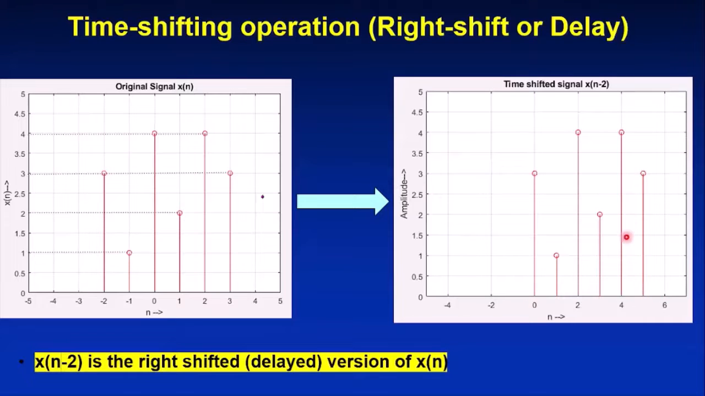Right shift is also called delay, because the sample which appears at n equal to minus 2 now appears in the new signal after 2 samples. That means there is a delay of 2 samples or 2 units, we can say. So this is called the right shift operation or delay operation. But we want to understand the logic behind this, for example, why x of n minus 2 shifts the signal to the right. This is one thing we want to understand. We want to understand the logic behind this.